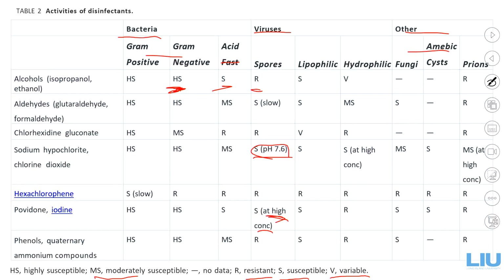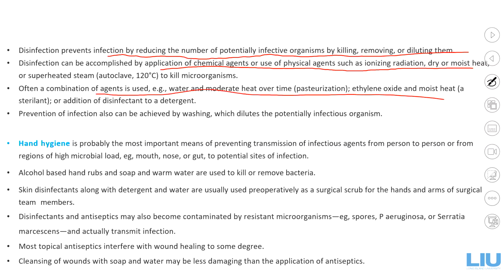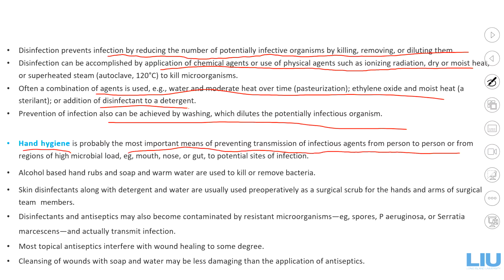All right. Now let's start with some of these agents. So to start with, disinfection prevents infection by reducing the number of potentially infectious organisms. This can be accomplished by application of chemical agents or physical agents such as radiation, ionizing radiation, dry or moist heat. Often a combination of agents causes disinfection. Prevention is achieved by washing. Okay. Hand hygiene is probably the most important means of preventing transmission of infectious agents from one person to another.